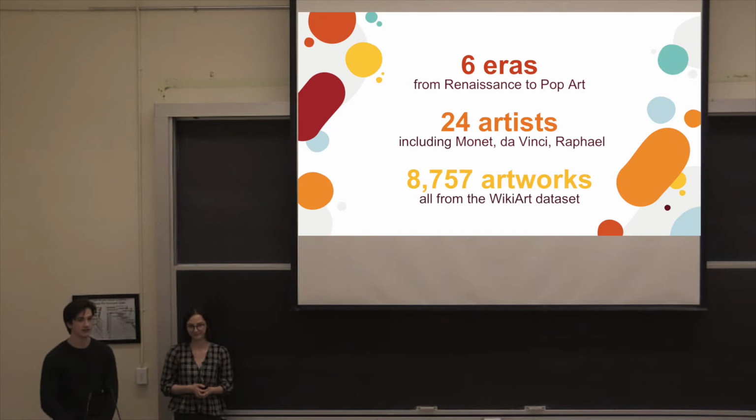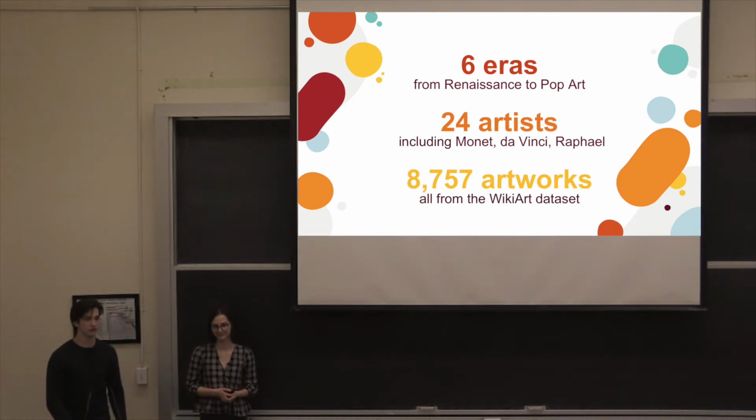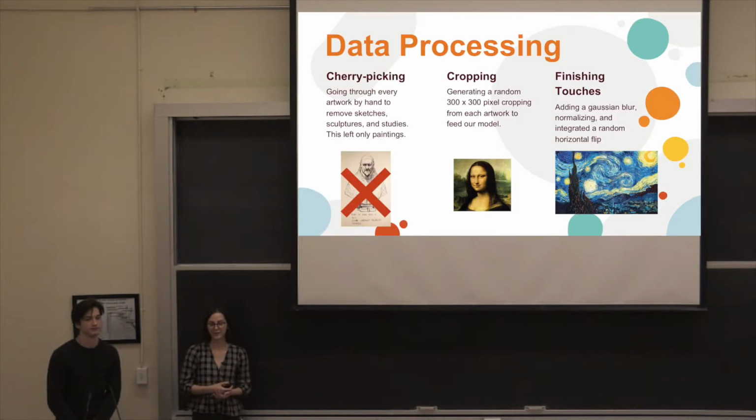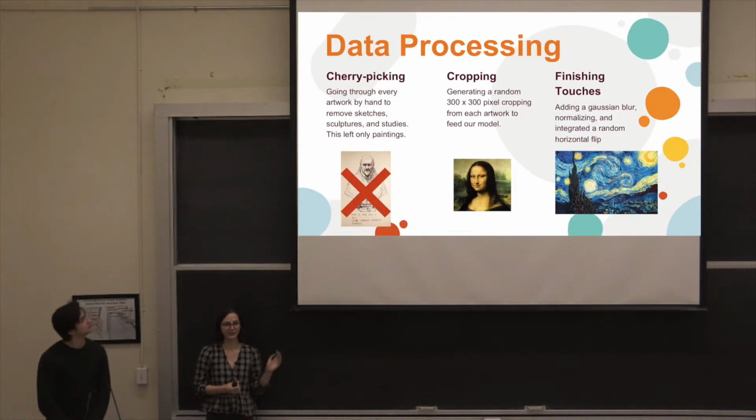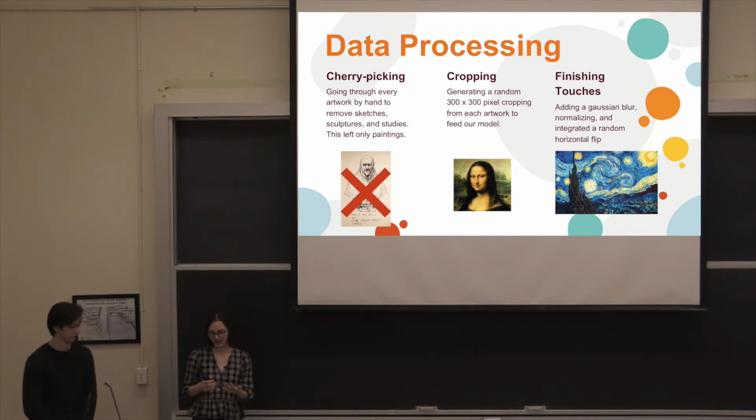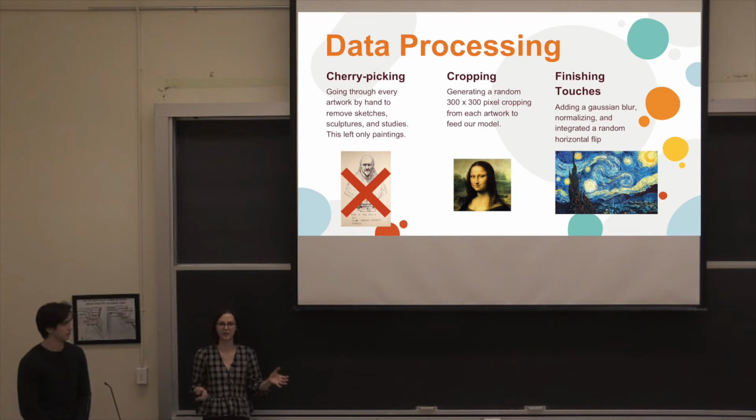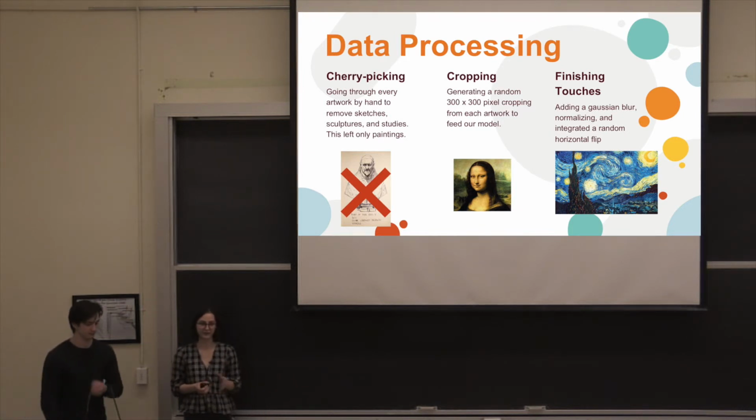Overall, we had 6 eras that we wanted to classify, in addition to 24 artists that we wanted to classify, for almost 9,000 images, all from the WikiArt dataset. For pre-processing, we began by going through the entire dataset manually, and taking out any sketches, studies, or any artwork that wasn't representative of the artist or era. Then we began cropping, doing a random 300 by 300 pixel cropping of each image.